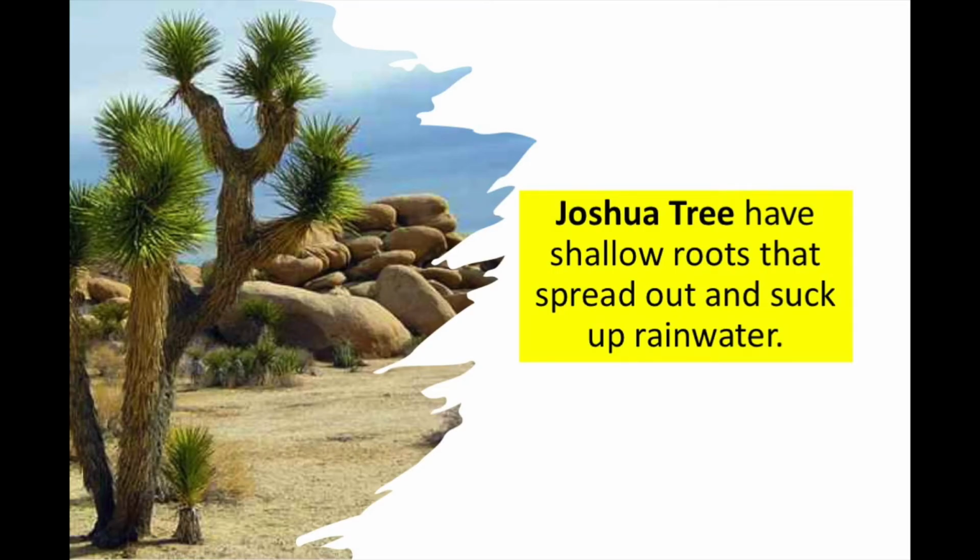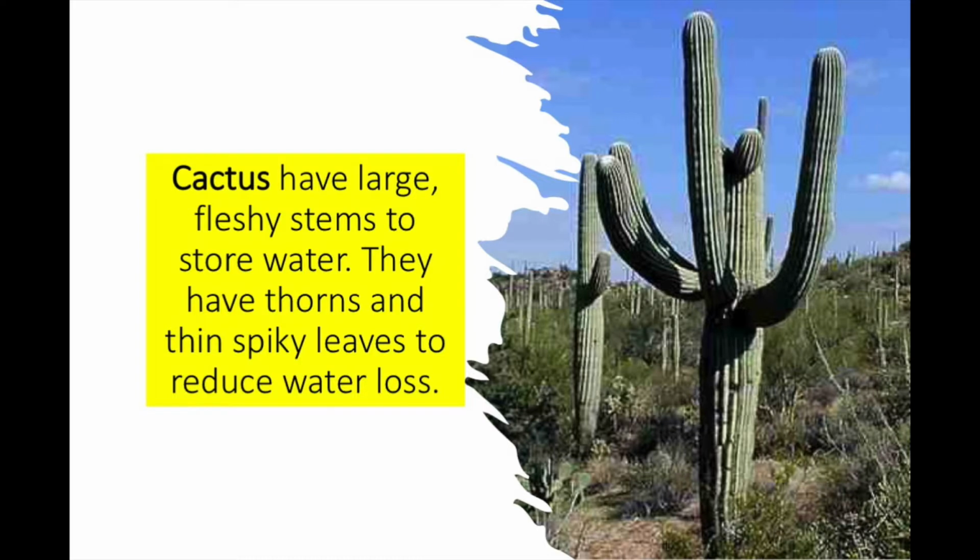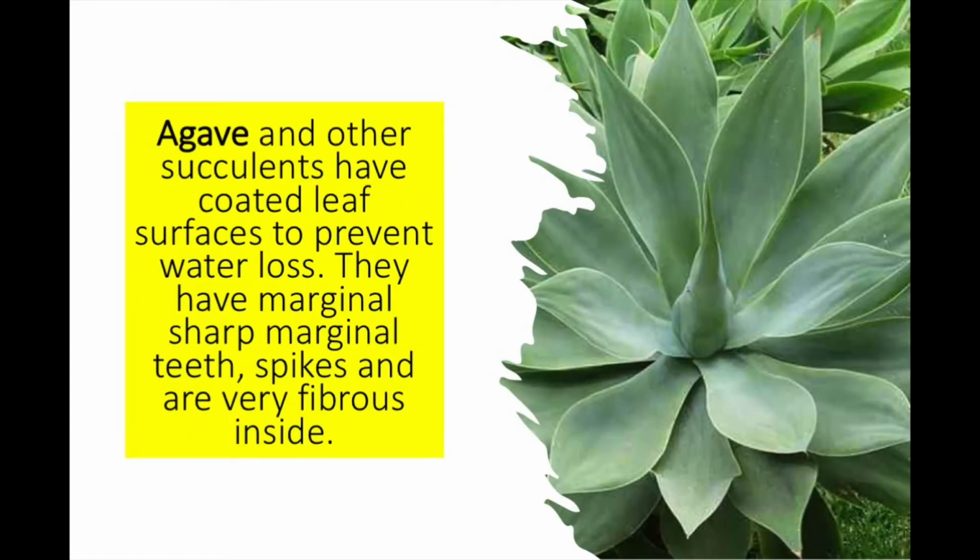The Joshua tree has shallow roots that spread out and suck up rainwater. Cactus have large fleshy stems to store water. They have thorns and tiny spiky leaves to reduce water loss. Agave and other succulents have coated leaf surfaces to prevent water loss. They have marginal sharp teeth and have spikes and leaves that are fibrous inside.